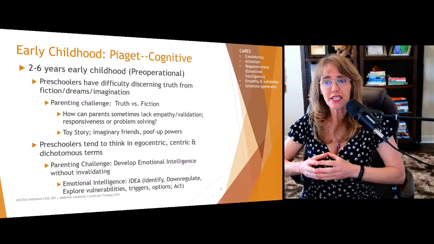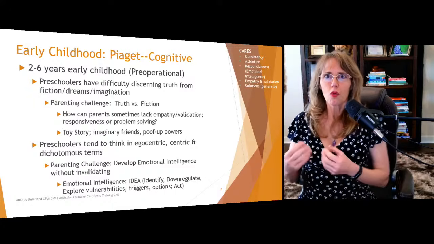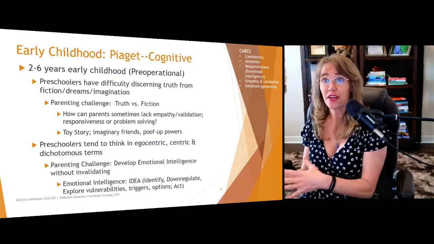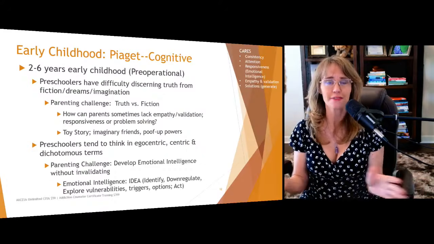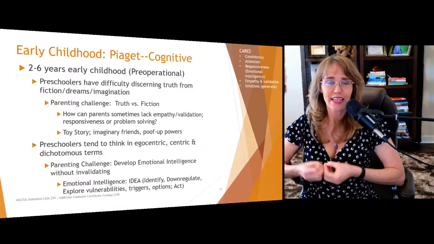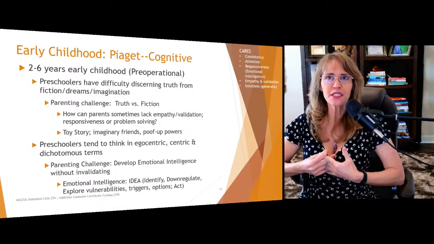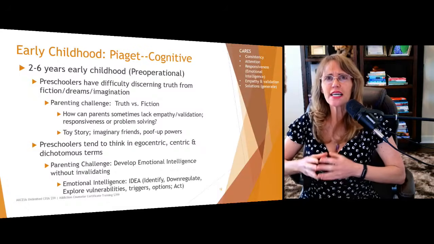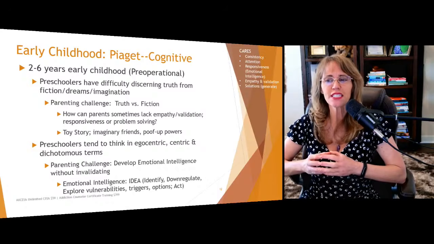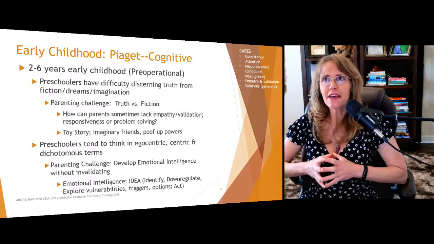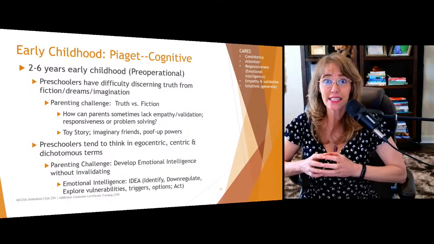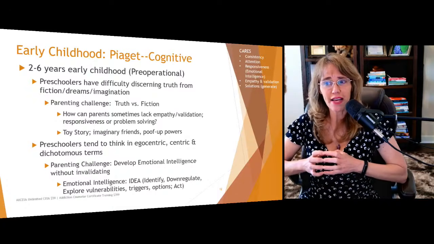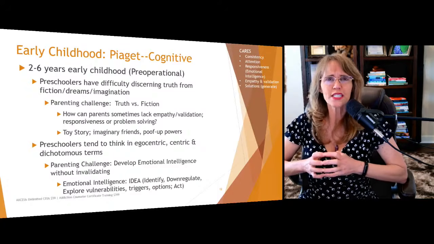Preschoolers tend to think in egocentric and dichotomous terms. The way I perceive the world is the way everybody perceives the world. And it's all or nothing. It's good or bad, love or hate. There's no middle ground. That's the way they're wired at this stage. Cognitively, they don't have the ability to think of multiple different perspectives. So it's important for us to recognize that and help them develop that emotional intelligence without invalidating them. If they are angry about something, all right, I can see where this feels like it's the end of the world. Then how do we help them identify what may be going on with someone else?